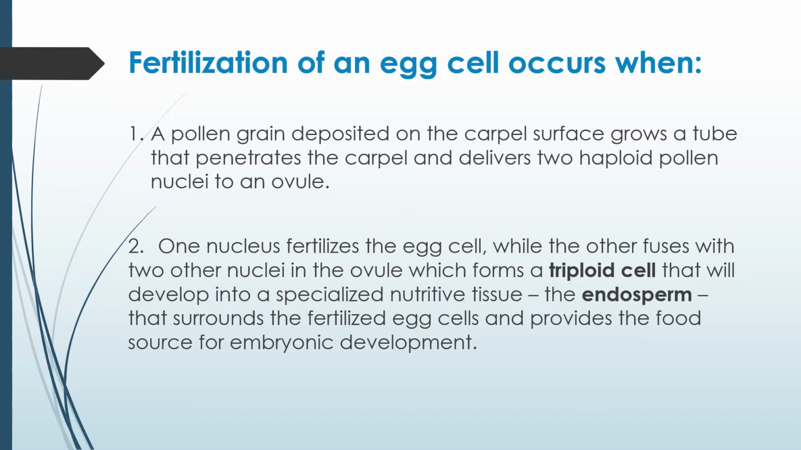So for the fertilization of an egg, it occurs when first a pollen grain is deposited on the carpel surface and grows a tube that penetrates the carpel and delivers two haploid pollen nuclei to an ovule. Okay? So you will better understand this fertilization process through the simulations. Okay? So next, one nucleus fertilizes the egg cell, while the other fuses with two other nuclei in the ovule, which forms a triploid cell that will develop into a specialized nutritive tissue, the endosperm, that surrounds the fertilized egg cell and provides the food source for embryonic development. Okay, so may part dyan na magpo-produce sila ng triploid and diploid cells.